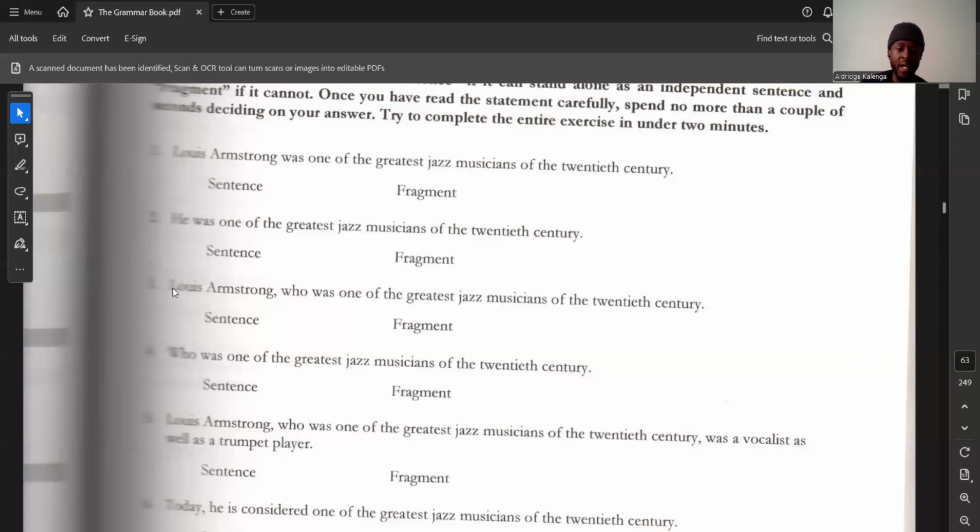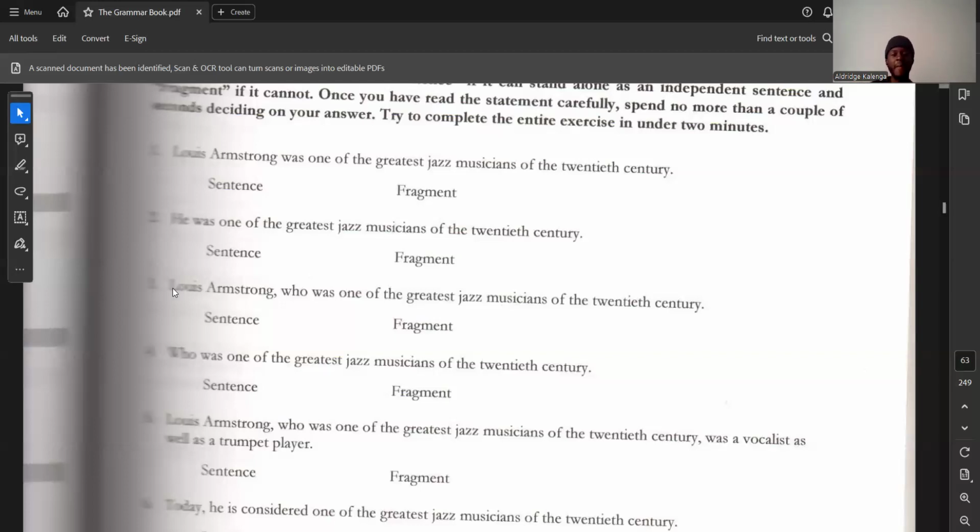We have "Louis Armstrong, who was one of the greatest jazz musicians of the 20th century, was a vocalist as well as a trumpet player." Now that's complete, right? But when you just say "who was one of the greatest musicians of the 20th century," you're like, okay, yeah, what about him?